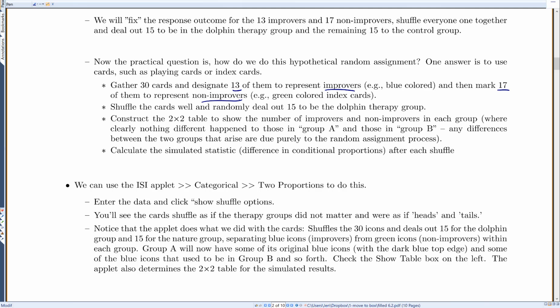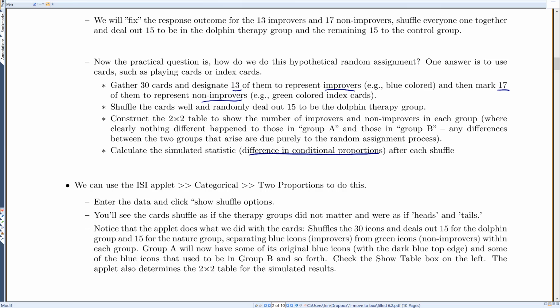And then you construct a table like we had up above that shows your data, like how many people improved in each group. And then any differences that you see in the two groups have to be just due to the random assignment process. It can't be blamed on anything else. And then you find the simulated statistic, which we said is the difference in the proportions. That's the statistic that we're interested in after each shuffle.